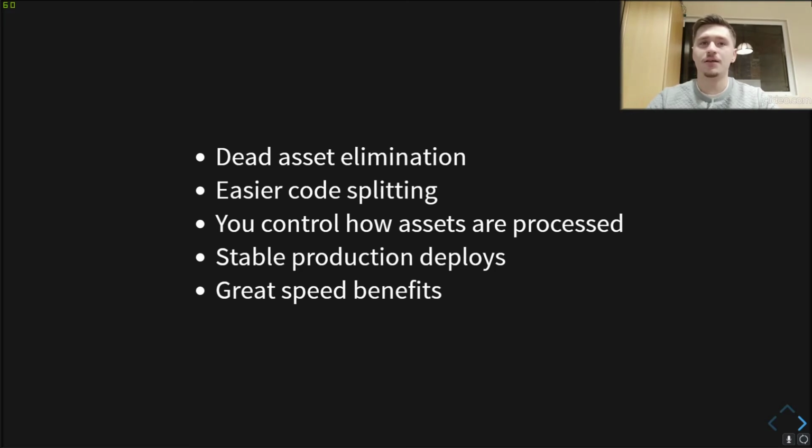You control how assets are processed. If an image is below a certain size, you could base64 encode it directly into your JavaScript to save a few HTTP requests. If a JSON file is too big, you can load it from a URL. You can require a Less file and it is automatically parsed by Less into vanilla CSS. Stable production deploys. You can't accidentally deploy code with images missing or outdated styles.